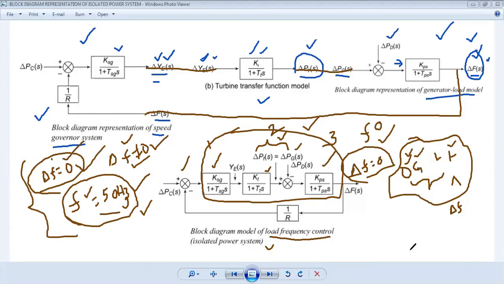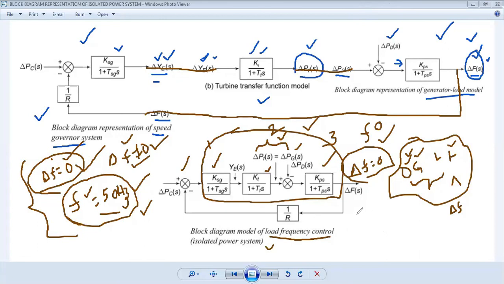We have completed the speed governing system model, turbine model, and generator load model. All this is over. So load frequency control of a single area system is one title, and it is completely finished.